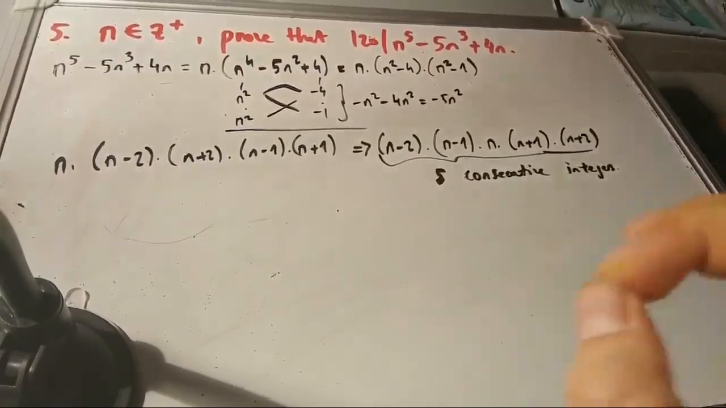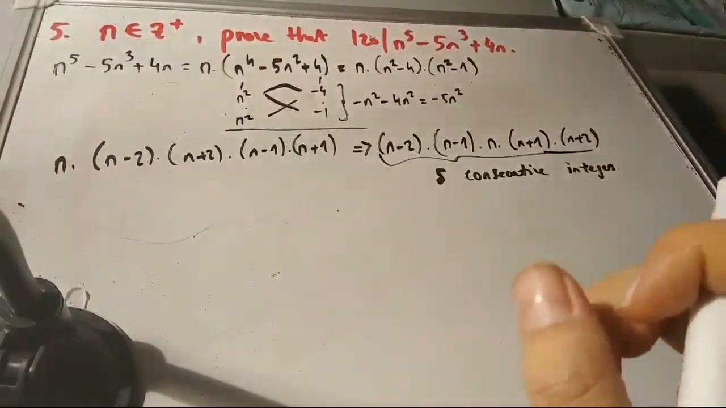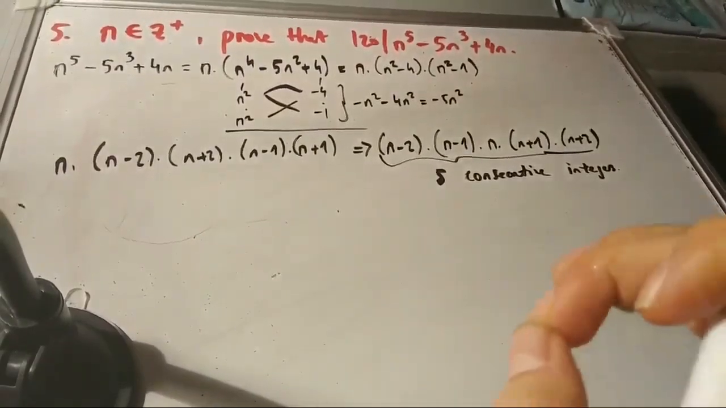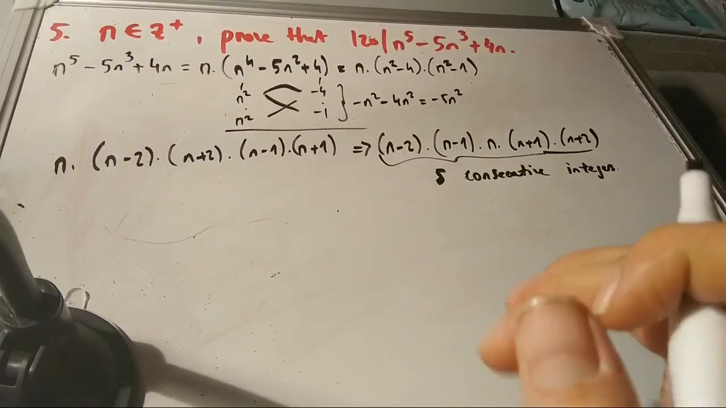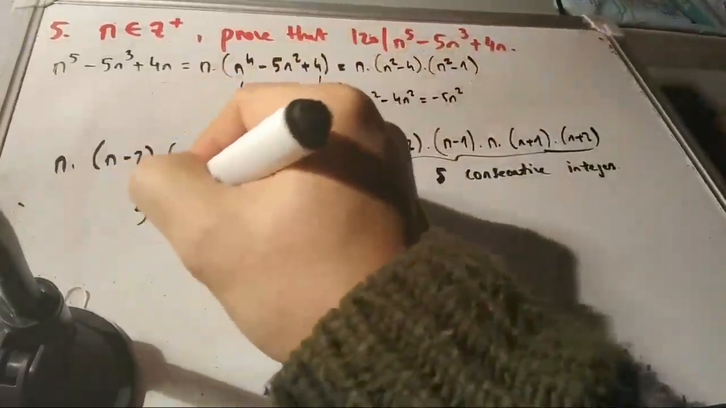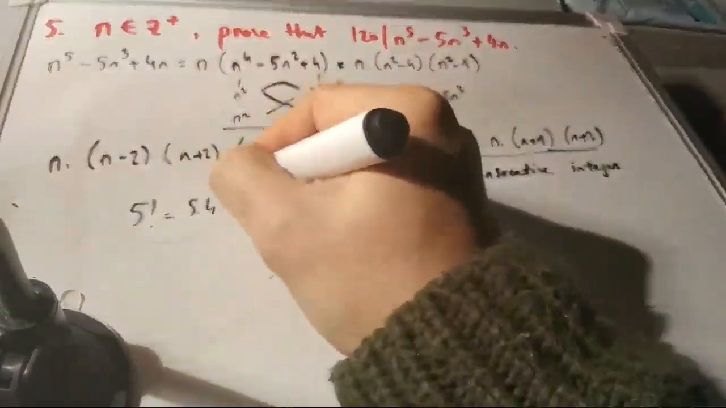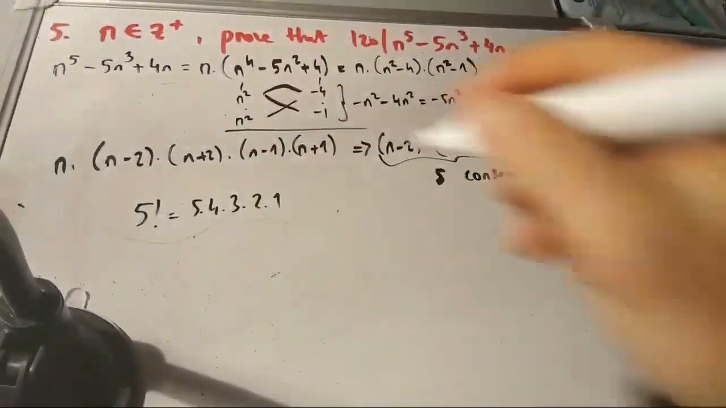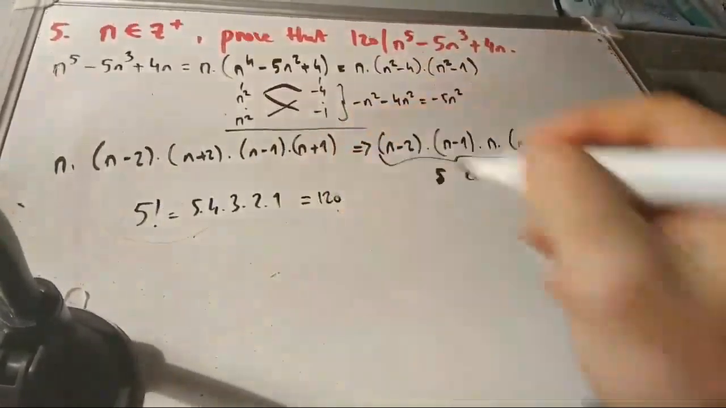when we take the smallest 5 consecutive integers as a product, we will get 5 factorial, right? Because 5 factorial is 5 times 4 times 3 times 2 times 1. And 5 factorial is going to be 120.